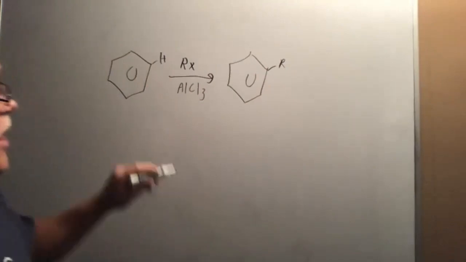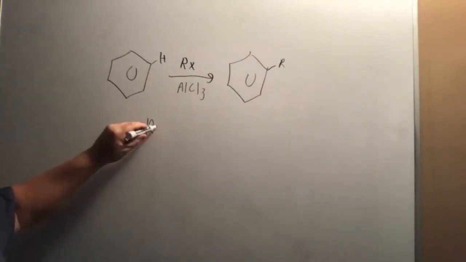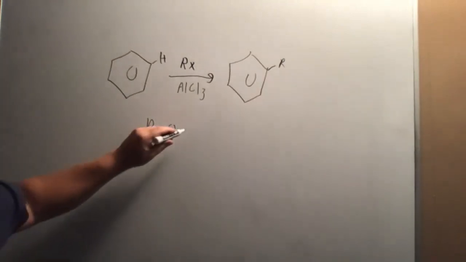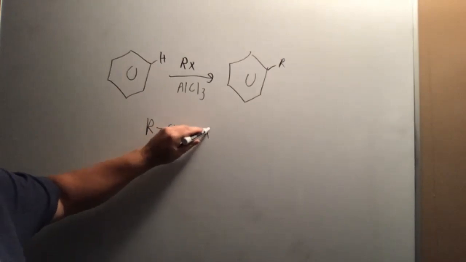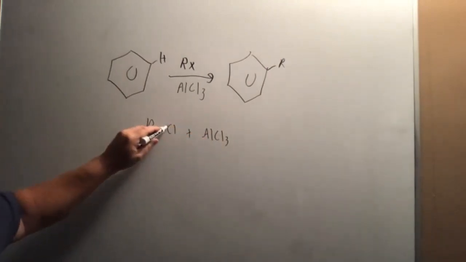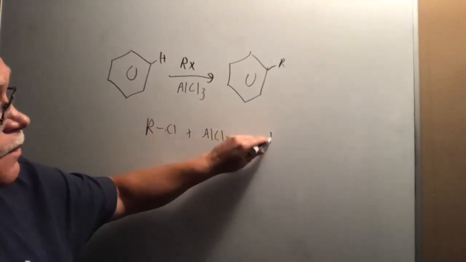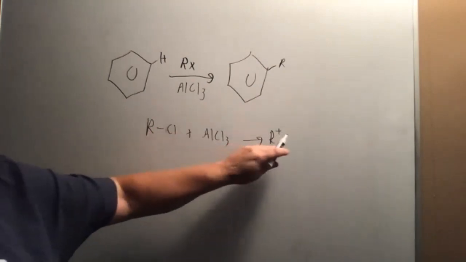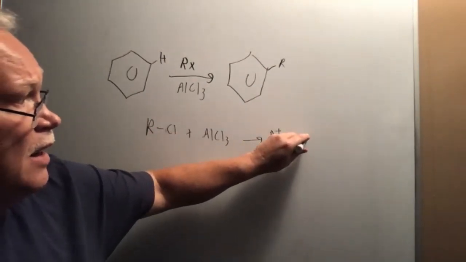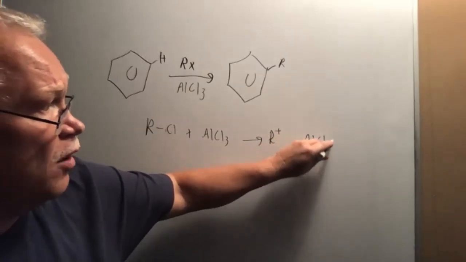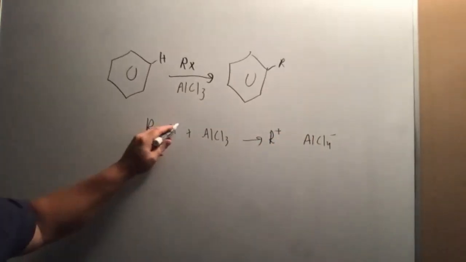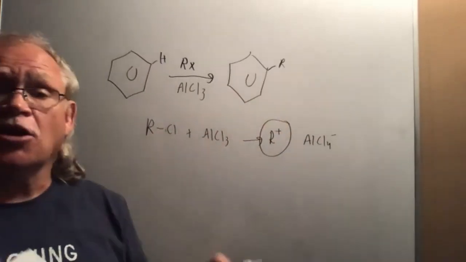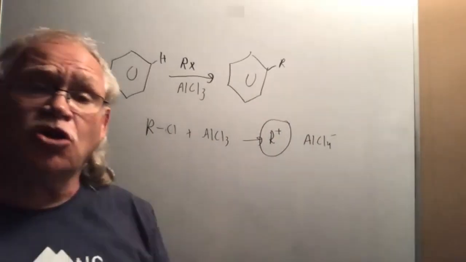The way this reaction works is very similar to what we've seen before. So let me just change this to a chlorine and add aluminum chloride. What happens again is that this RCl loses the chlorine to give me this cation and then AlCl4 with a negative charge. So the chlorine just moves over there. Notice that this is a cation. It's a carbocation, a positively charged carbon.